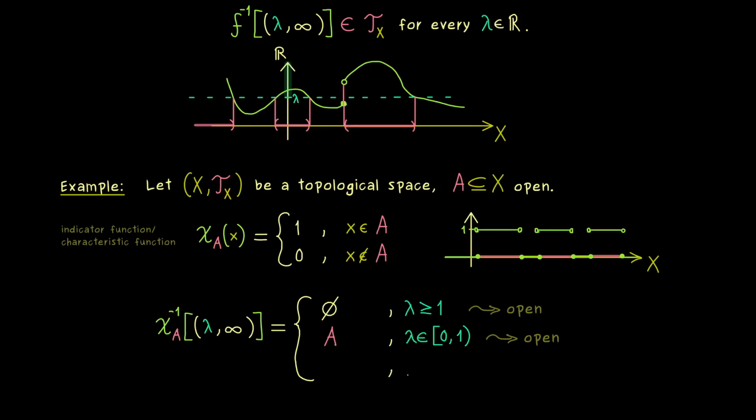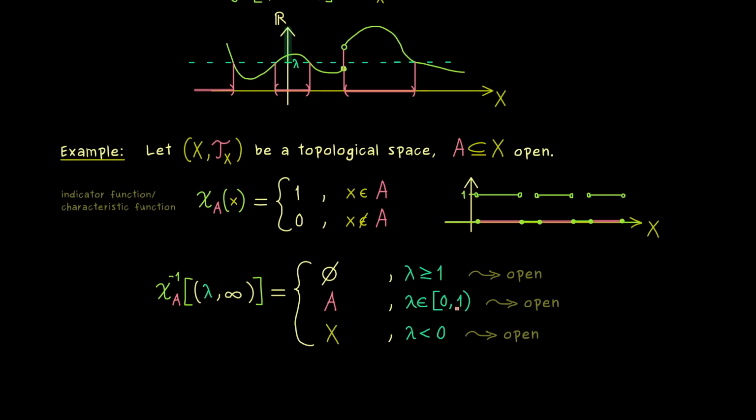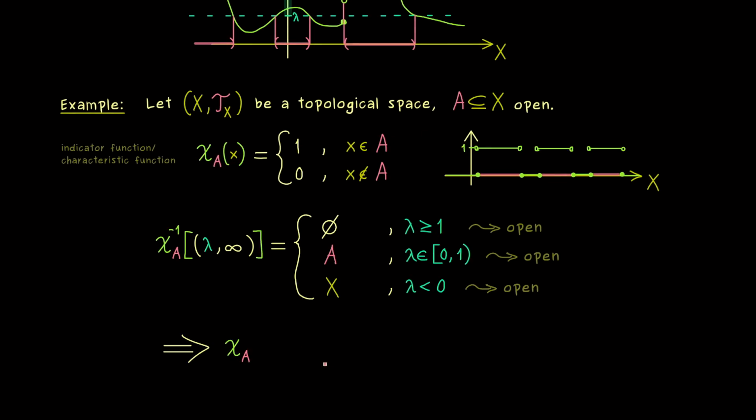And then finally, we can consider all lambda values that are negative, so lambda is strictly less than 0. Therefore, our interval here definitely covers all the values we have, so the preimage is the whole set X. So indeed, all points from X are sent to this interval in that case. And by definition of the topology, X is an open set as well. So the conclusion is clear, such an indicator function for an open set is always lower semi-continuous.